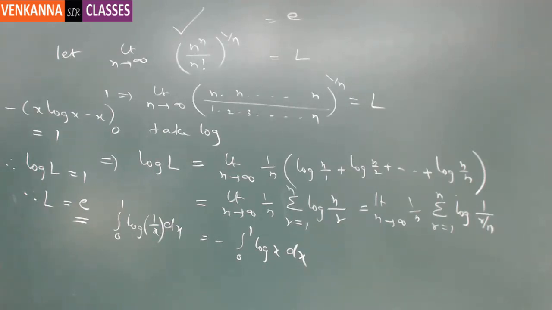Because if you have done an experiment with regard to this problem and you have fed the same result, limit n tends to infinity n power n by n factorial whole power 1 by n, for a computer it gives e, not 10, because it takes the logarithm under base e, not on base 10, isn't it? So in that sense, I have taken the value as e apart from 10.